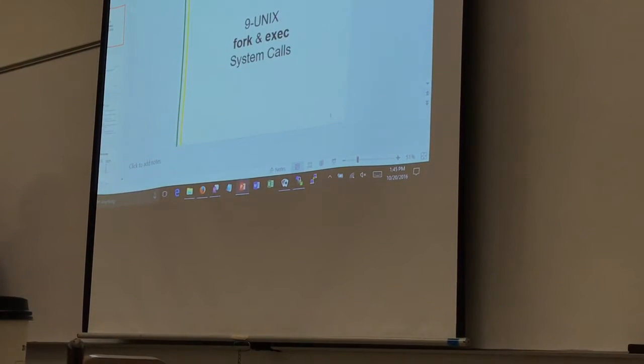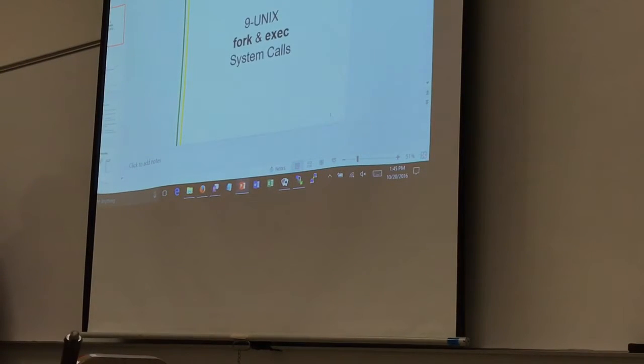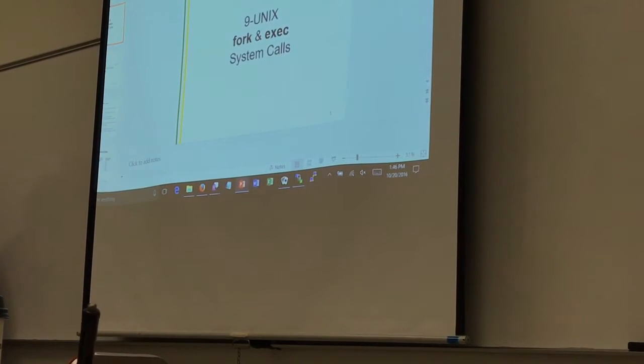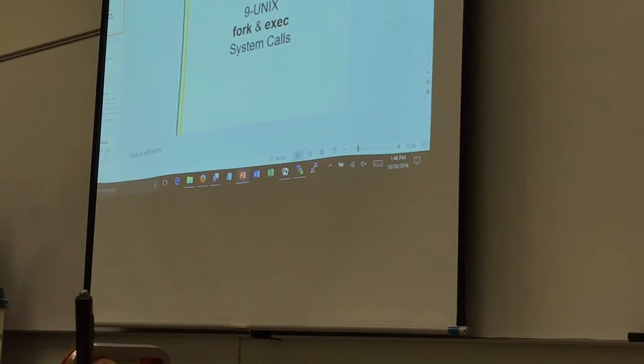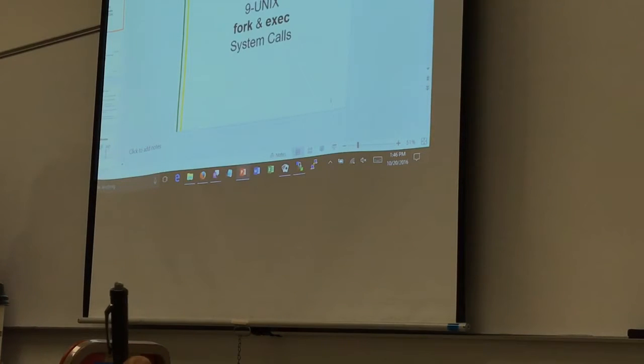So we've done system calls so far. Read, write, open, close. We've done fork, we've done exec, we've done waitpid and wait. We've done lseek. So you should basically have a definition down for each one of those. You know what they are. Read and write, open and close are sort of easy, but go back and review on lseek and fork and waitpid.